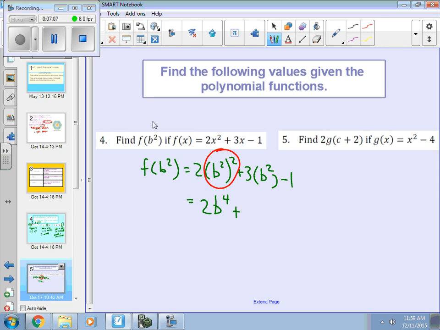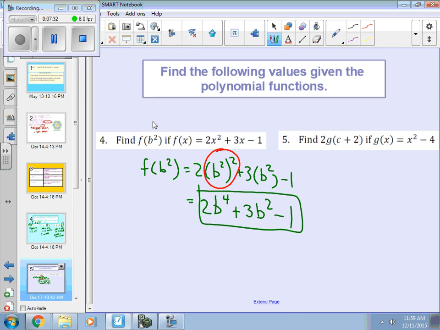Plus, okay, 3 times b squared, there's really nothing to evaluate there. Those parentheses aren't doing anything. Minus 1. So now we just want to check, can we combine any like terms here? Nope, there doesn't appear to be any like terms. That's our answer. That's as much as we can simplify. That would be the solution. You're not going to get a numerical solution unless you plug a number into the function. All right, let's try another one here.